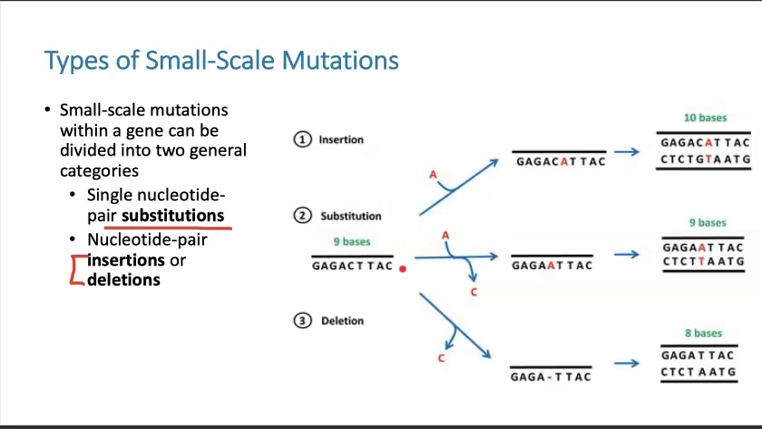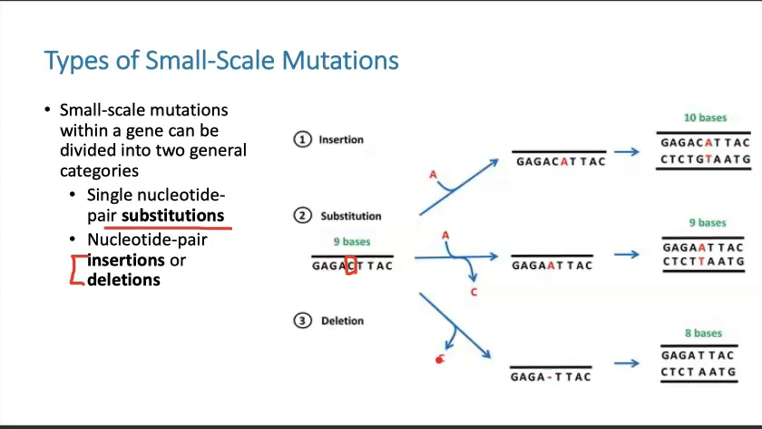With a substitution, we change one letter. In this case, this C right here gets substituted in for an A, and it changes the bases. But if you count up the bases in this little sequence, there's 9 of them. If you have an insertion, here we're adding the nucleotide A, and we add a base pair. And so we have 10 bases.